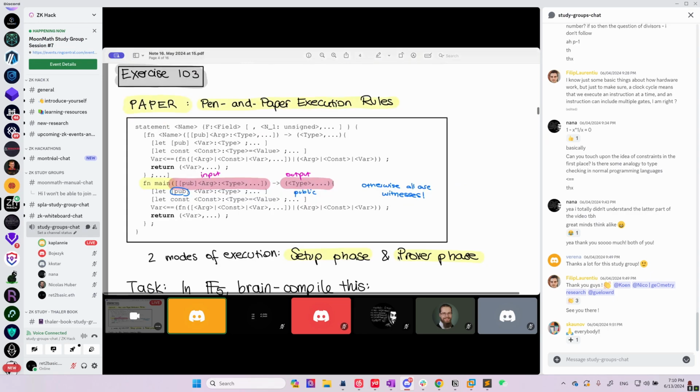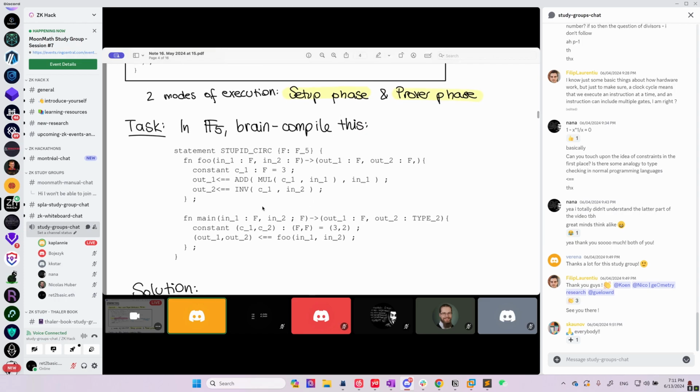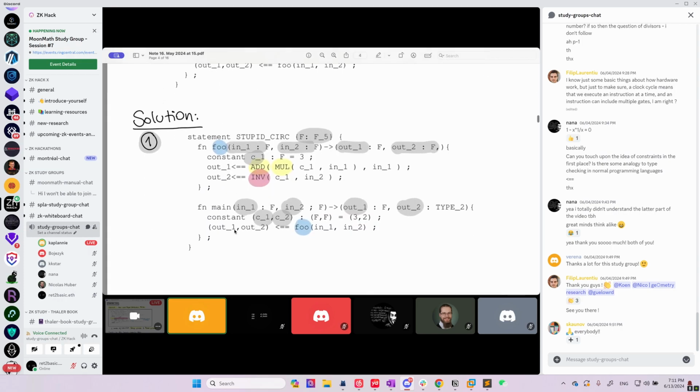So what is the task? The task is that in F5, so you have five elements, we should brain compile this. We also describe the term brain compile in the book, but we're going to do it together so you understand what we want you to do. Basically, it means just to understand what's written here, the pseudocode written here for circuits, and what it's doing. And in F5 we should be doing that. So let's do it together.